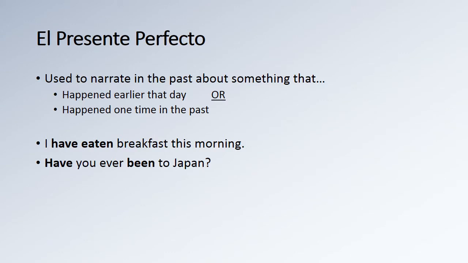The present perfect is used to narrate in the past, but only when you're talking about something that happened earlier that day, or only happened one time. I have eaten breakfast this morning. This morning was pretty recent, so that's why I used the present perfect. Have you ever been to Japan? That's asking about something that happened one time.